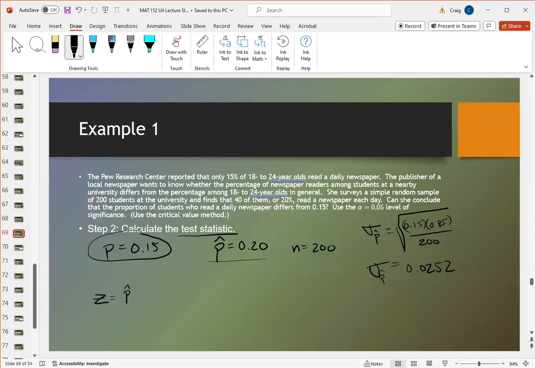Now, to find our test statistic, we need z. That's going to be our sample proportion minus the expected proportion, or the one we're comparing it to, divided by the standard error: 0.20 minus 0.15 divided by 0.0252. We get a z-value of 1.984. So this is our sample test statistic.